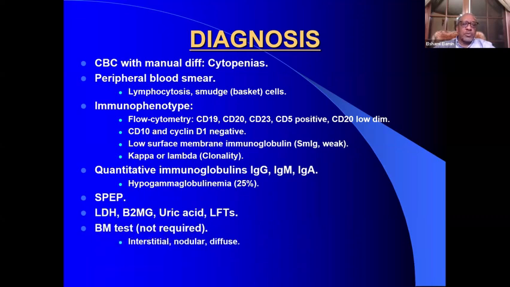A bone marrow test is not required nowadays. You don't need a bone marrow biopsy for the diagnosis of CLL. But if bone marrow is done, usually it could show interstitial, nodular, or diffuse infiltration of the bone marrow. Lymph node biopsy, if it's done for the diagnosis of SLL, the pathologist may describe pseudo follicles, which, if found, is pathognomonic and diagnostic for SLL.